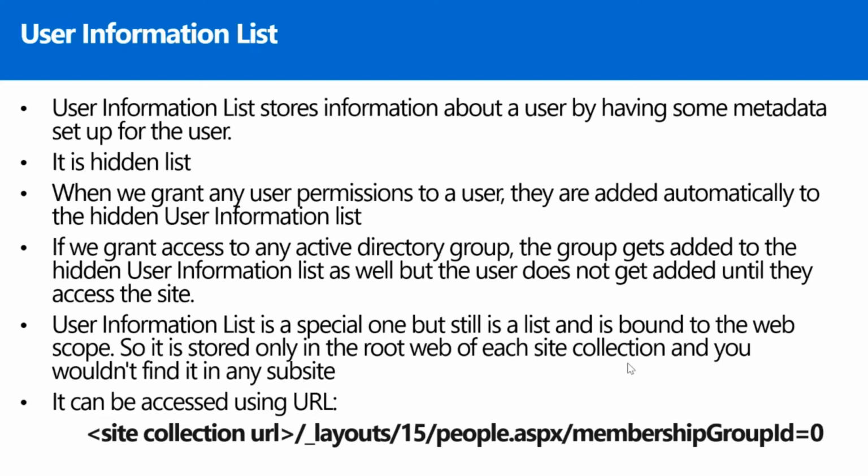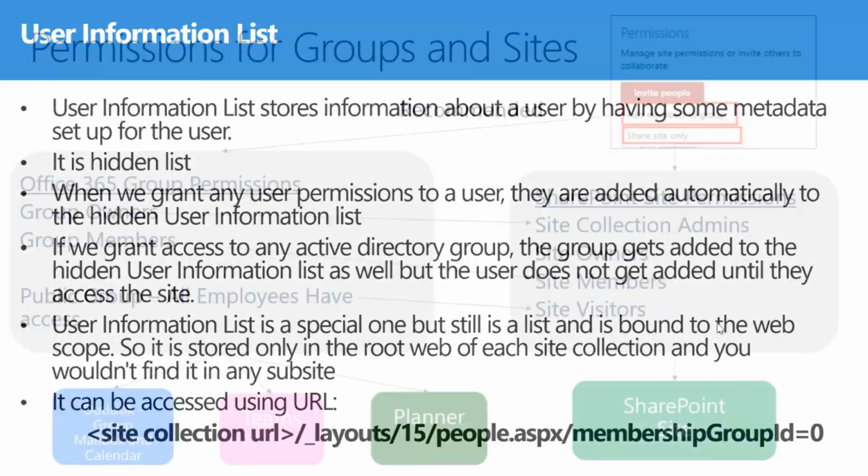So that's why, if this operation is being performed, it should be done only if you're certain. That doesn't matter, you can give permission again to the user. Okay. All right, so that's about the user information list.